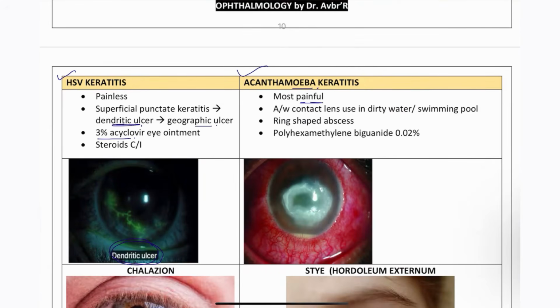And what is the cause here? Contact lens plus dirty water. Okay, contact lens plus dirty water. Then it is Acanthamoeba. And a ring shape, here you can see this is the ring shape you are going to see. And the drug of choice is polyhexamethylene biguanide.